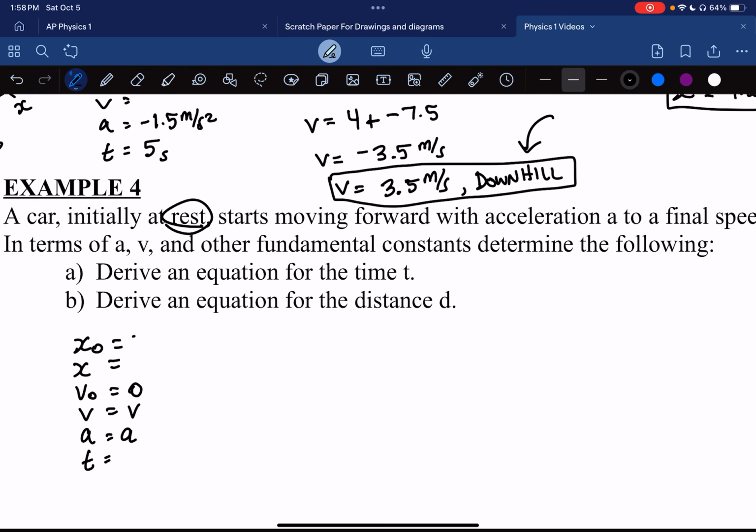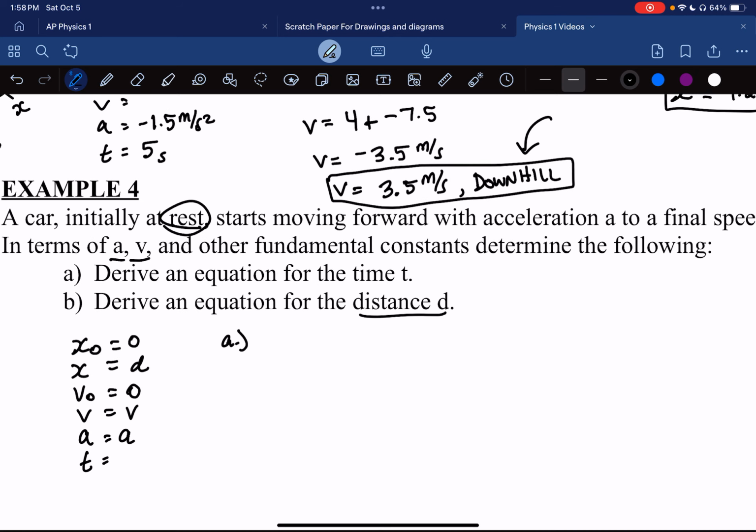So let's put 0 here, as we normally do. And the distance it goes, well, that would be normally x. Now, we can't have d in our equations. We want a and v in our expression. So let me just show you how we do that. Let's do part A.